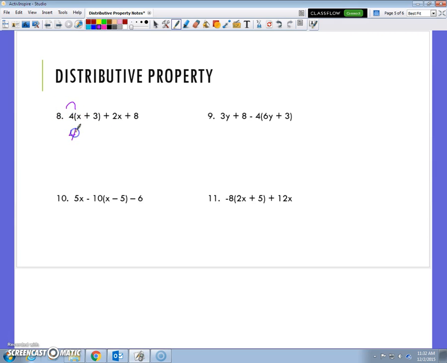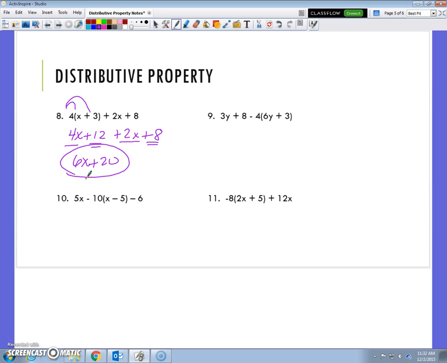4 times x, 4x, 4 times 3, plus 12. Plus 2x, plus 8, those don't change. That step needs to be shown on your paper. If it is not, you will not be receiving full credit. 4x plus 2x, those are like terms. They have the same exact variable. 6x, plus 12 plus 8 is 20. 6x plus 20, there's my answer.